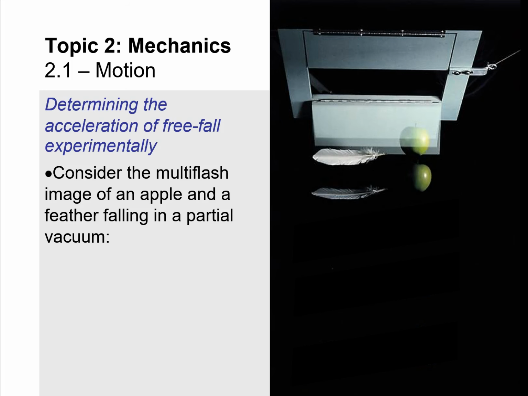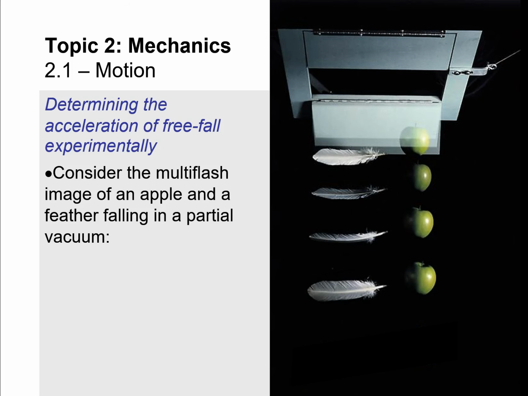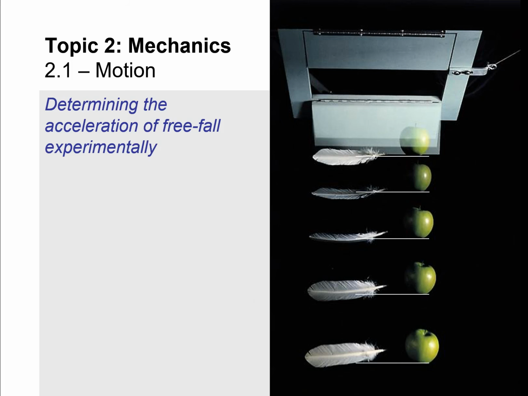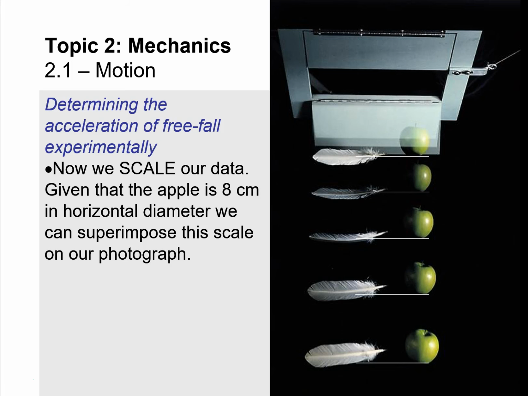And so there is a multi-exposure of the image of the apple and the feather as they are falling in a partial vacuum. So I guess here on the top of the picture we have the opening to release the system, and this now is a vacuum chamber. And then we have the apple falling, and just want to choose a spot on the apple, so it's going to be the bottom of the apple, to set the heights of the apple and the feather. So there we have the apple and the feather moving down, and we need to scale this.